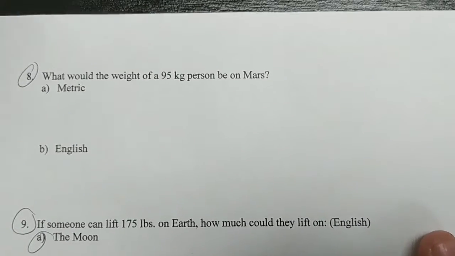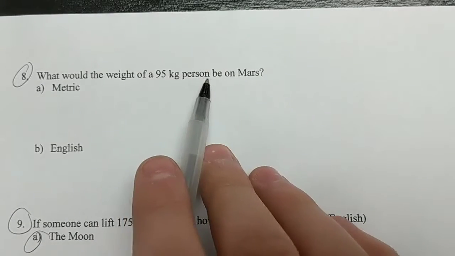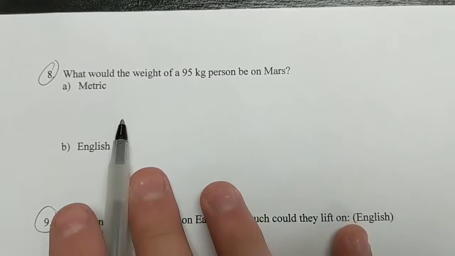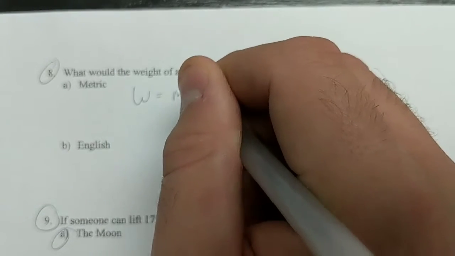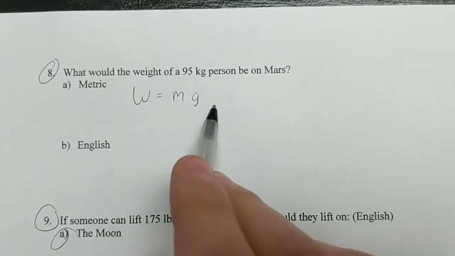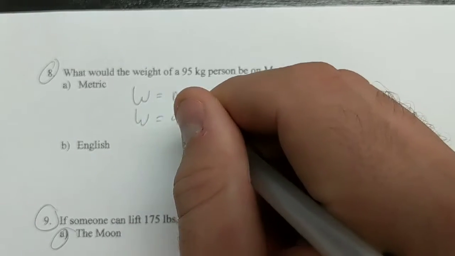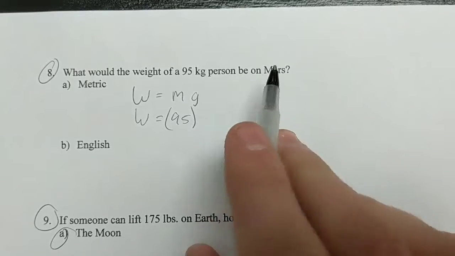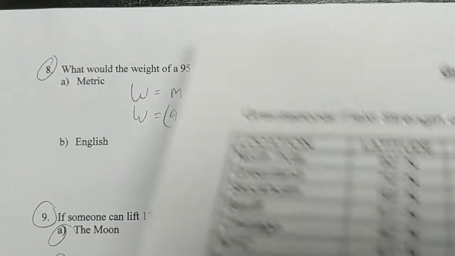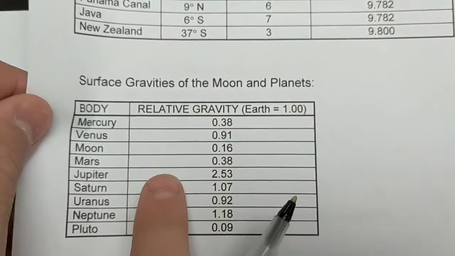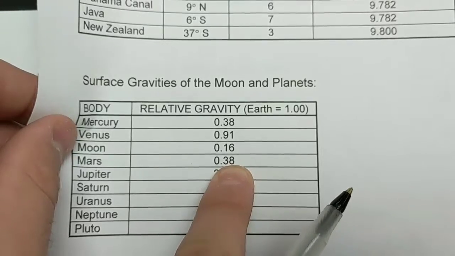Let's look at a problem like number 8. What would the weight of a 95 kilogram person be on Mars? They want the metric and then the English. For the metric, we're going to be using the weight formula. Weight equals mass times gravity, or acceleration due to gravity. The mass we know. Now on Mars, we know from our table, Mars right here, 0.38 in terms of relative to Earth's gravity.